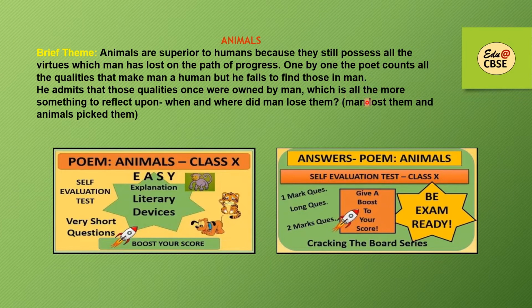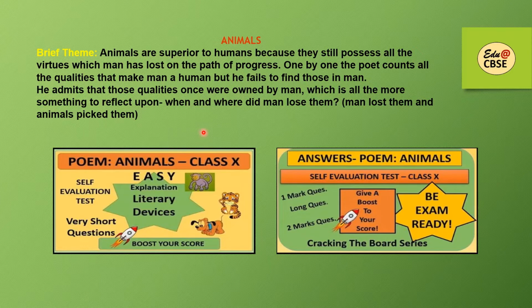those in man. So एक एक करके पोइट वो सारी क्वालिटीज जो है वो बताता है जिसके कारण एक मैन ह्यूमन बनता है, पर अब वो कोई भी क्वालिटी उसमें नहीं है. He admits that those qualities once were owned by man, which is all the more something to reflect upon. When and where did man lose them? So वो कहता है कि ये क्वालिटीज एक टाइम पे ह्यूमन बीइंग्स में थी, तो यही और भी ज्यादा सोचने की बात है कि अब वो क्वालिटीज जो हैं कहाँ गई. So man lost them and animals picked them.